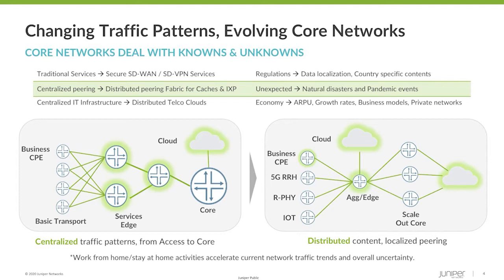Regulations, things like data localization regulations or country-specific content, economies, so ARPU, growth rates, business models, private networks, how our changing economies are going to be impacting all of those things. And of course, unexpected things like natural disasters, like the pandemic issues we've had recently, all of these add uncertainty and risks to the core network along with the rest of the network moving forwards.